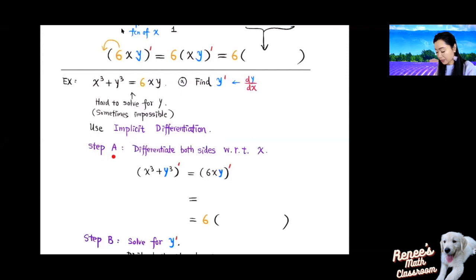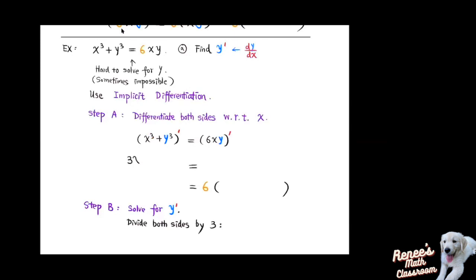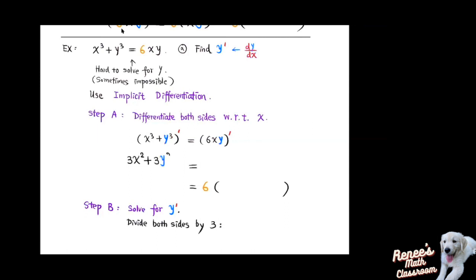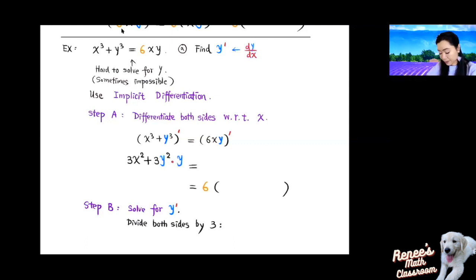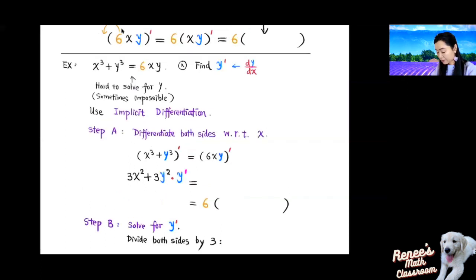The first step is to differentiate both sides of this equation with respect to x. Let's see what we get. Differentiate x cubed here. What do we get? 3x squared, right? Differentiate y cubed with respect to x. We get 3y squared, but that's not all. Multiply by y prime. Yes, you got it.